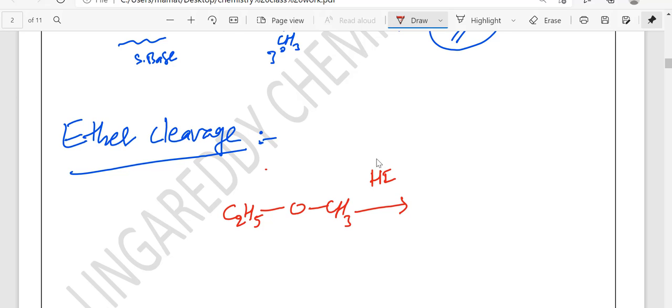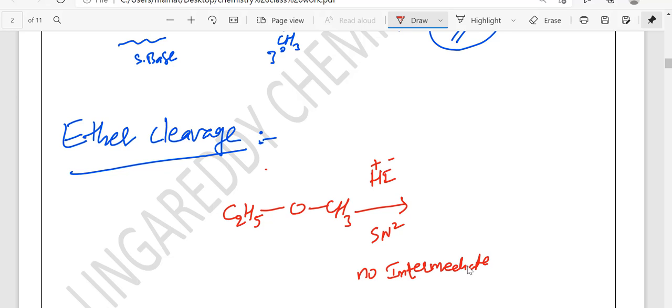This is HI, H plus I minus. See, this is also SN2 mechanism, ether cleavage. In the ether cleavage, SN2 mechanism means no intermediate. This is the very simple fundamental rule. No intermediate.